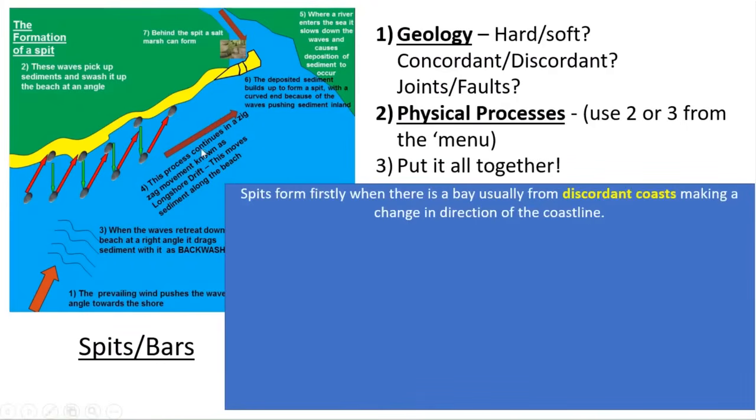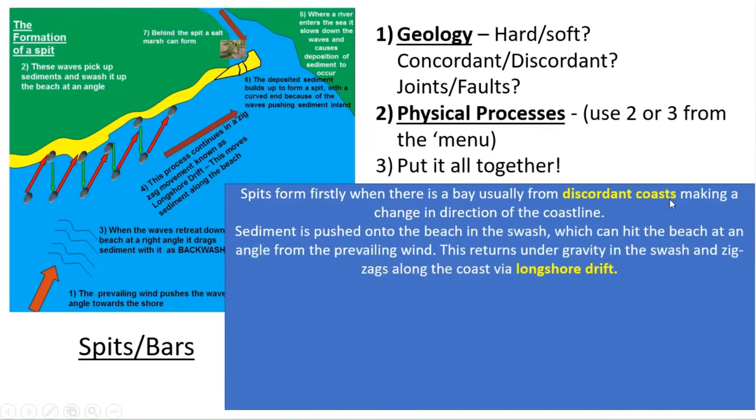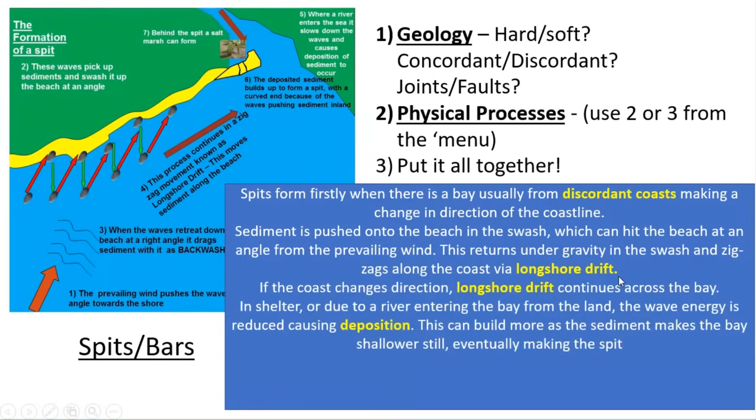So spits form firstly when there is a bay, usually from discordant coasts. That's how I've got around the geology section. So a discordant coast has created this change in direction, which means that we've got the conditions ready for a spit to form. Sediment is pushed onto the beach in the swash, which can hit the beach at an angle from the prevailing wind. This returns under gravity in the swash and zigzags along the coast via longshore drift. Now, I've only mentioned longshore drift there, but really I've mentioned it and described it in decent detail so the examiner knows that I know what longshore drift is.